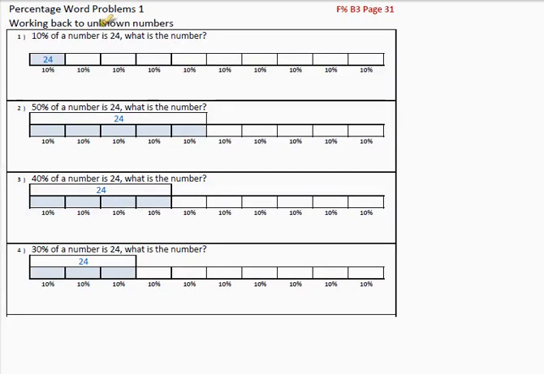Now, percentage word problems, working back to unknown numbers when we have the percentage. 10% of a number is 24. What is the number? So we can think of 10%, that will make 100%, won't it? So if we know what 1 is, can you see that we can just times it by 10? Because each of these will be 24.